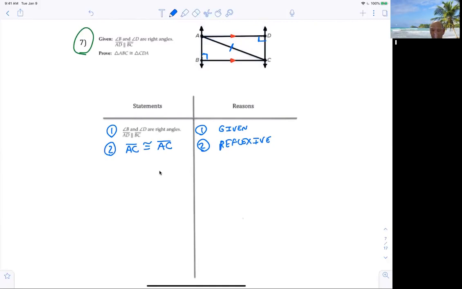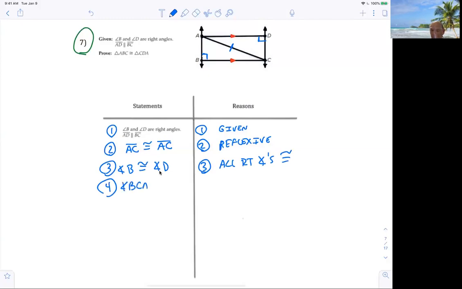Yeah, I like that. Number 3. Angle B is congruent to angle D because all right angles are congruent. All right, let's hear it from somebody else. William. I can't really say angle C, but you have to be more specific. BCA is congruent to angle BAC, and of course that is what? Alternate interior angles are congruent. I'm going to mark that here. 1, 2.